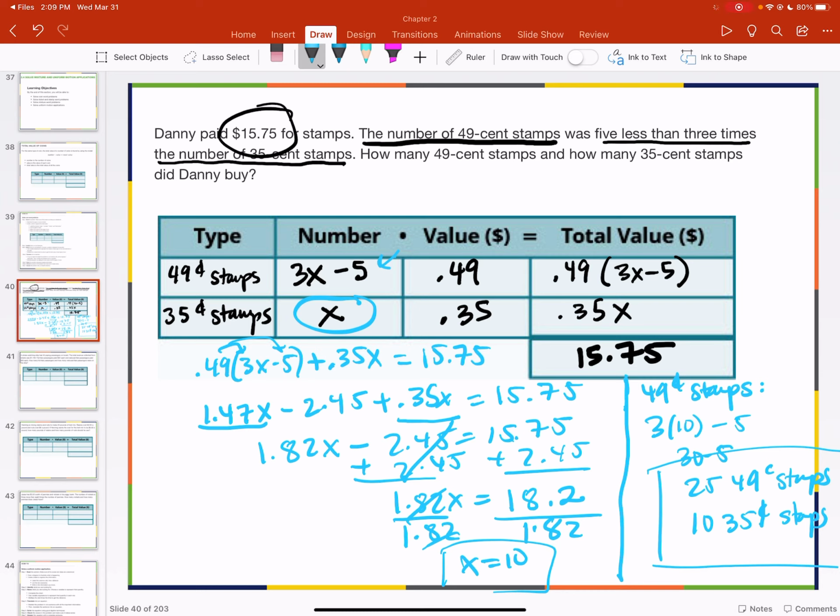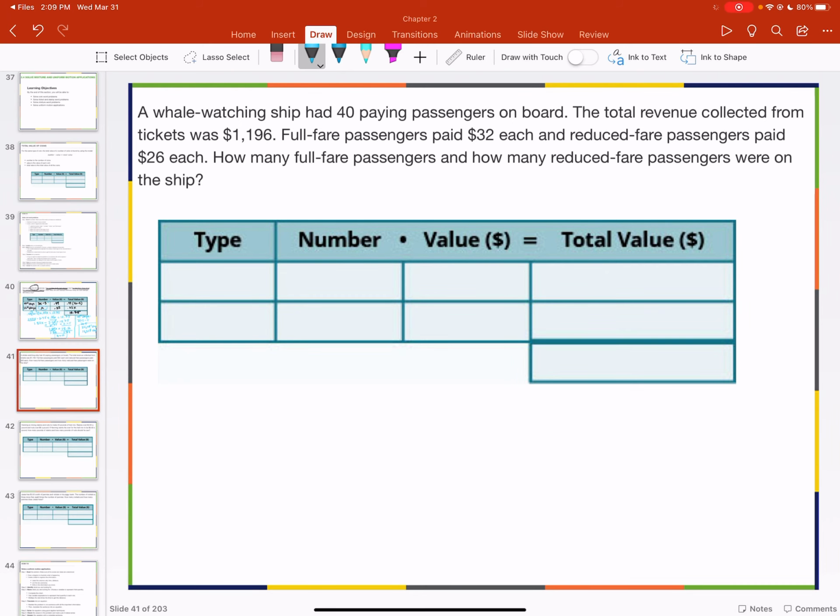So, 25 of the 49-cent stamps, just to make sure that you guys are not confusing them. Okay, all right, let's do another one.